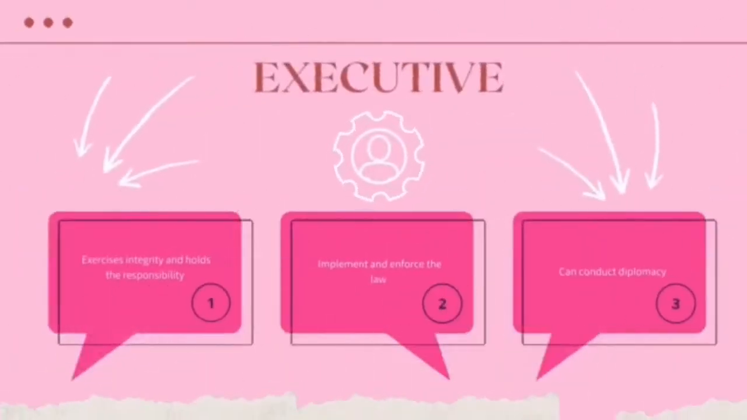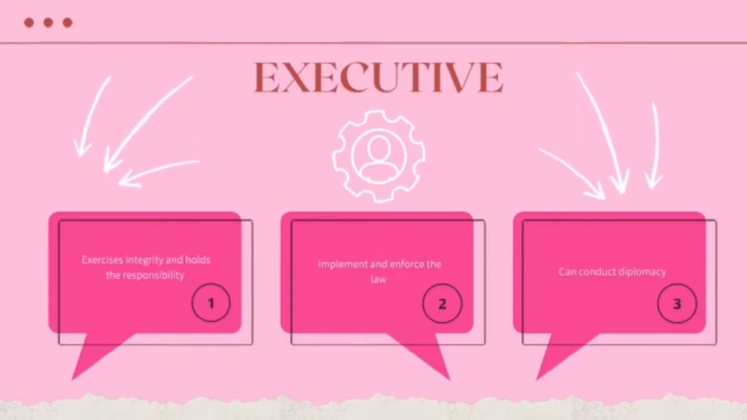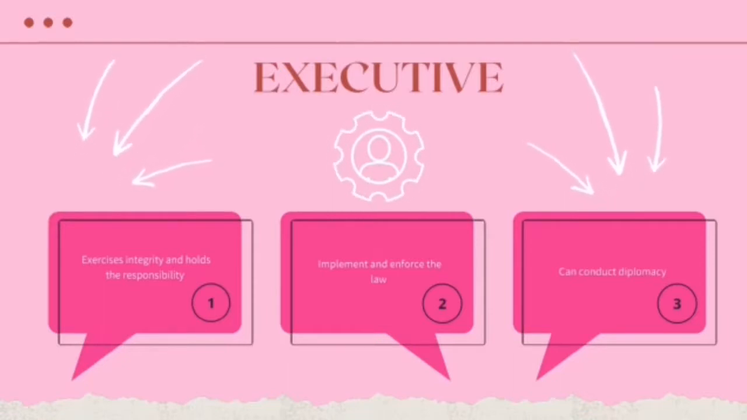Last but not least, the executive is also part of government that exercises integrity and holds the responsibility to govern the country. Its function is to implement and enforce the law. When there is a violation of the law, it is the responsibility of the executive to prosecute the offender. The executive branch can conduct diplomacy, and the president has the power to negotiate and sign agreements that have been ratified by the Senate.